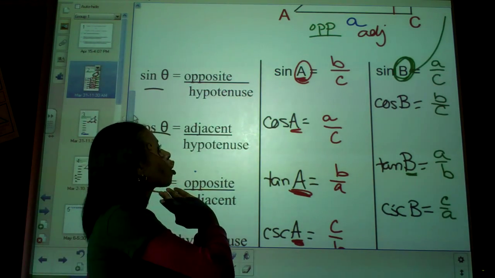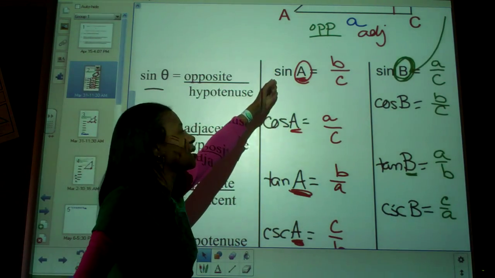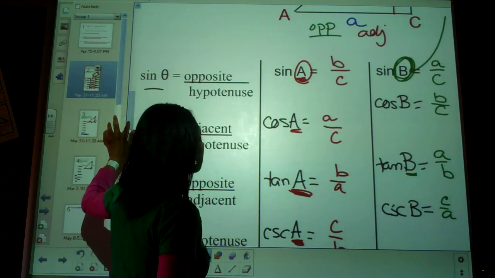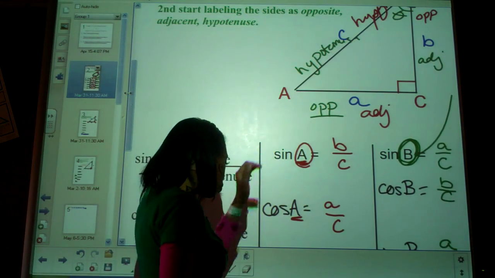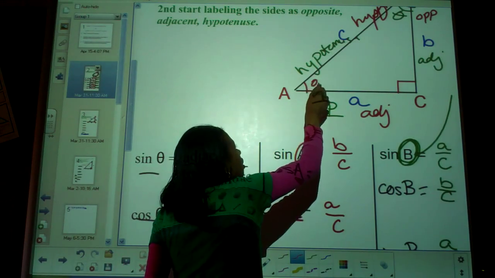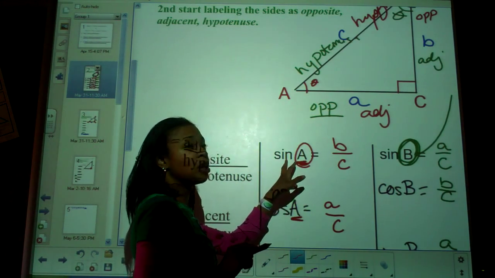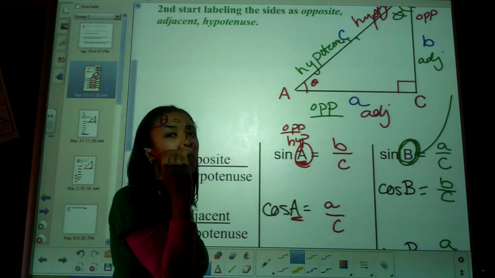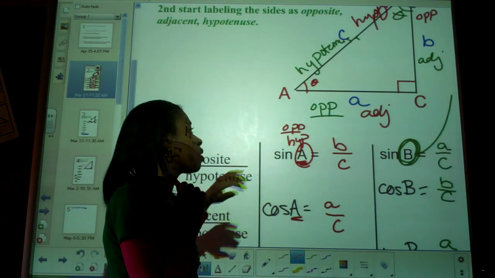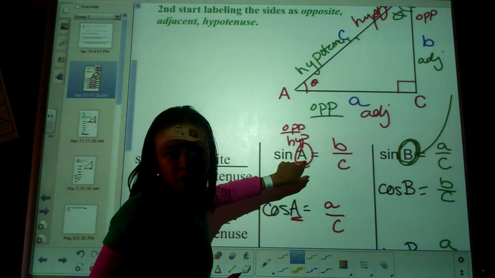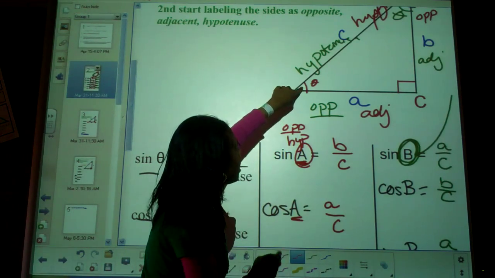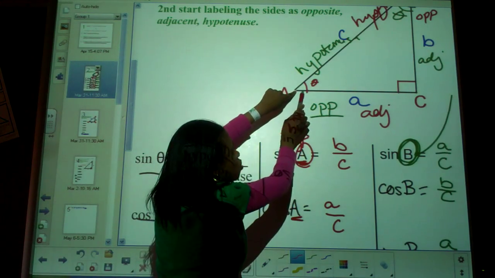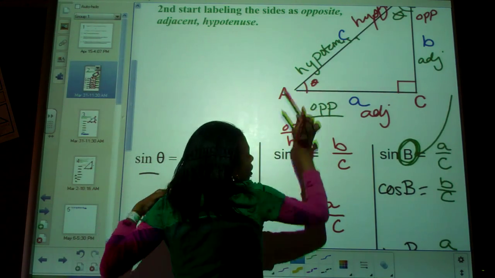Okay? When I start calling off, for example, if I say the sine of A, immediately I know sine is opposite over the hypotenuse. But if I say the sine of A, that means I'm referencing angle A. Look at angle A, and if I know it's the opposite over the hypotenuse, I ask myself in reference to angle A, which leg is opposite? Oh, that's over here, which happens to be B. Over the hypotenuse, which happens to be C, because it's across from the 90 degree.